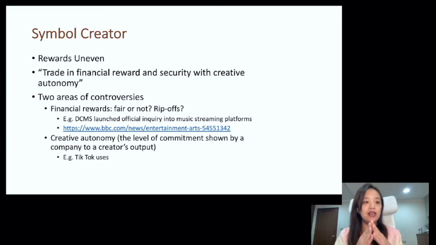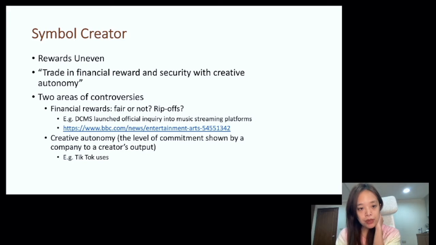Last but not least is the symbol creator. One thing really special, but which I think we can all relate to, is that for symbol creators, their rewards are uneven. And it usually has a winner-take-all type of tendency. When we look at trading financial reward and security with creative autonomy, that would be quite common.